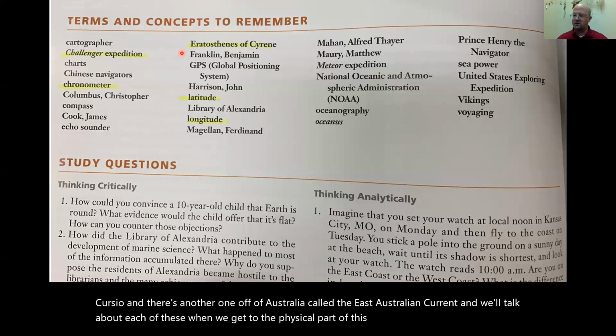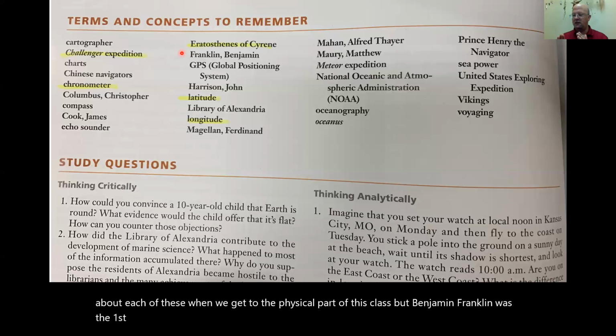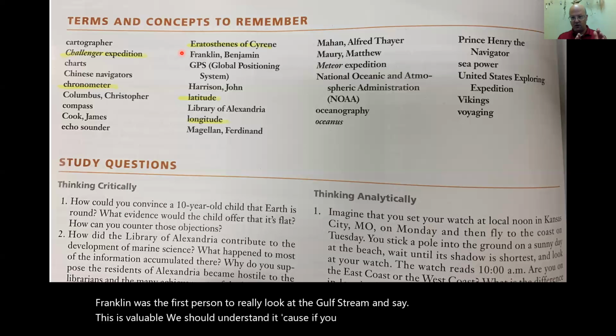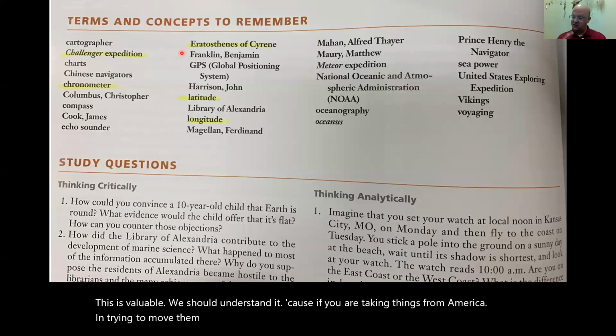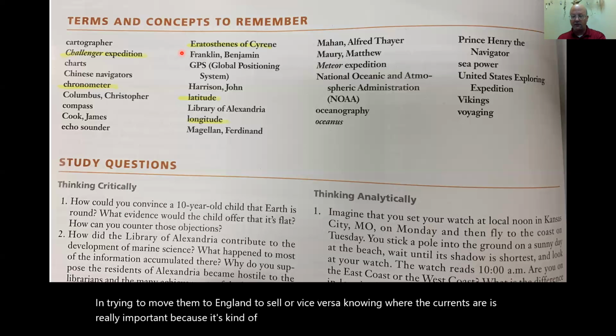But Benjamin Franklin was the first person to really look at the Gulf Stream and say, this is valuable, and we should understand it, because if you're taking things from America and trying to move them to England to sell or vice versa, knowing where the currents are is really important, because it's kind of like, you know, if you drive, you can get on the interstate and drive really fast and get to where you want to go quickly.